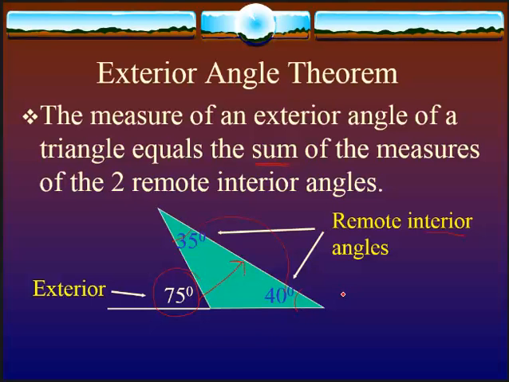What is 35 plus 40? It is 75. So when you add these two up, you're going to get the same answer as what that exterior angle is. It's not this one. Do not use this angle here at all. You might use it to find one of these, but it's not going to be in your comparison. Okay? So the sum of the remote interior angles is equal to the exterior angle. Be able to use that to find missing parts.